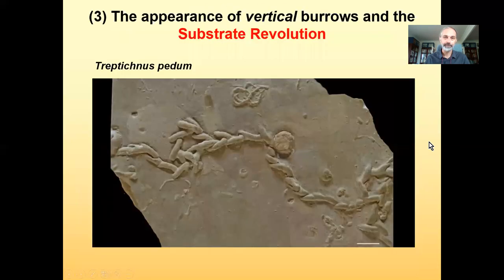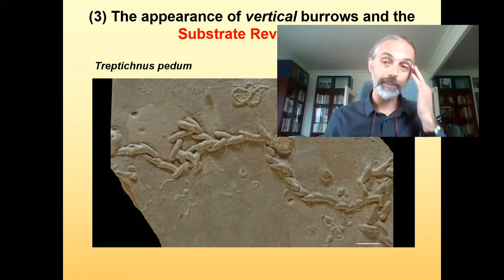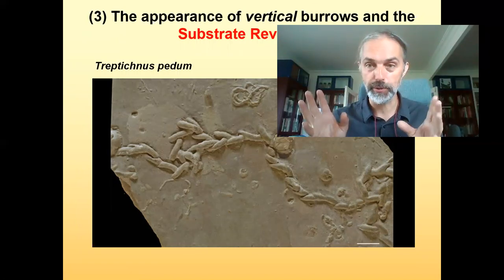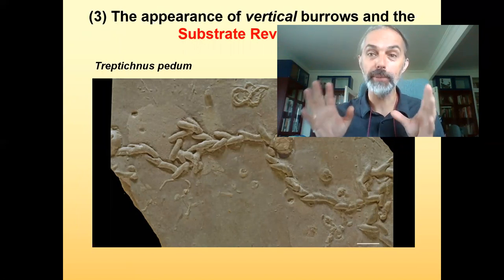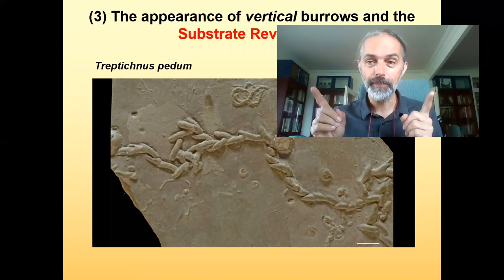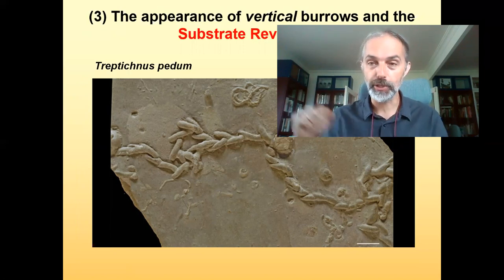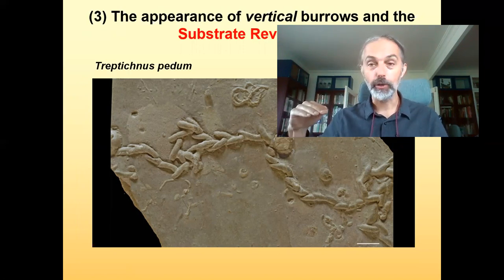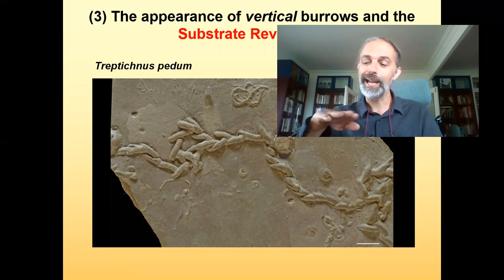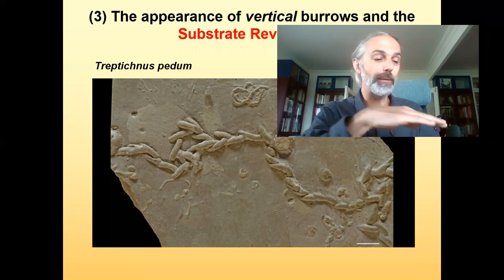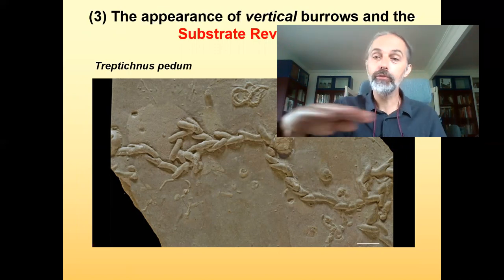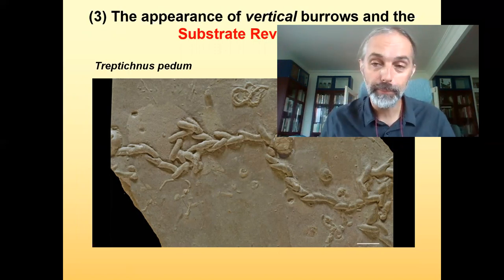Characteristic number 3, the so-called substrate revolution. This is the appearance of vertical burrows. Remember, I explained to you that in the Ediacaran, we had the emergence of burrows, of trace fossils at around 560 million years ago. These creatures, however, you can only find on the surface of fossils. That means if you find a worm track, the worm track is parallel to the bedding plane.